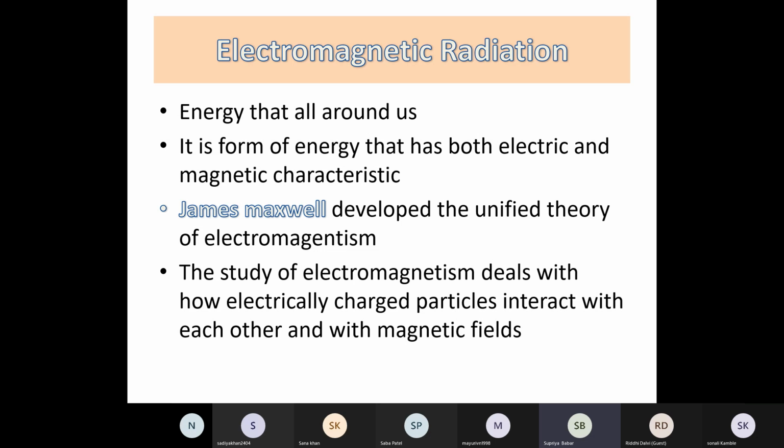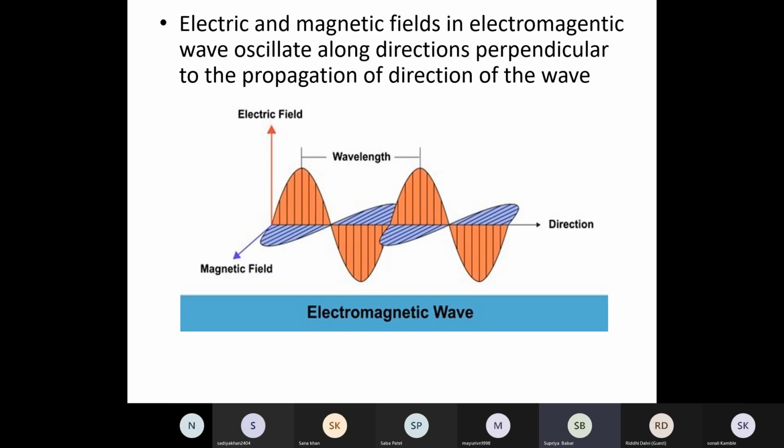This electromagnetic radiation travels with the same velocity, even in a vacuum, that is 3 into 10 raised to 8 meters per second. And what is the difference? These radiations differ in their frequency and wavelength. Now we will see this.